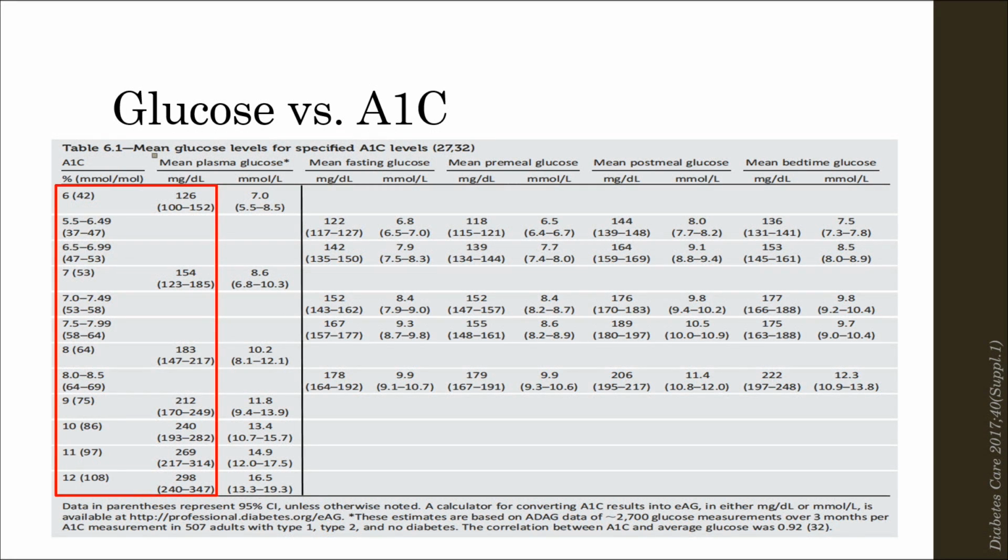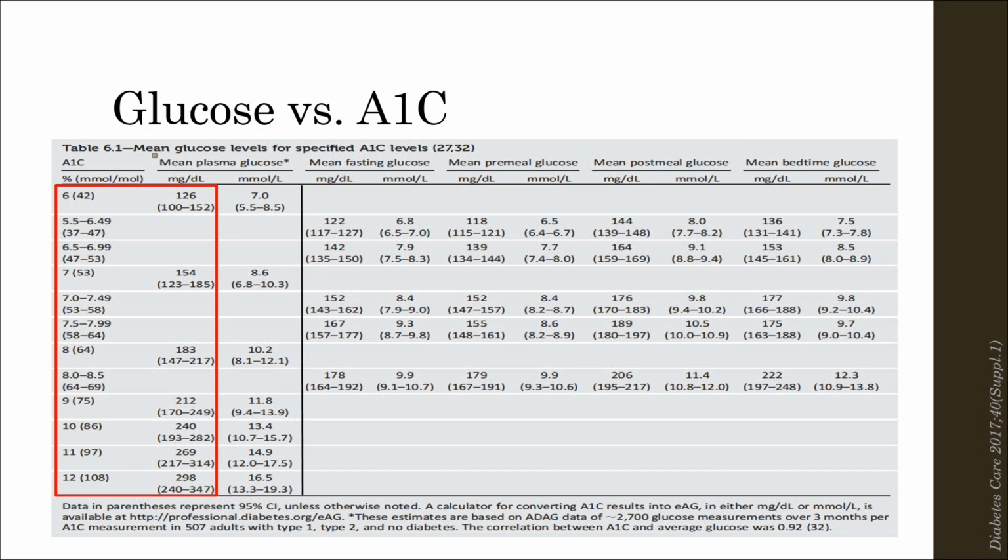So if my patient comes in and their A1C is 7, on average, I can assume that their blood sugars at home are about 154, somewhere between 123 and 185, but averaging 154. So that's how you can take the A1C and figure out what their glucose levels may have been running.